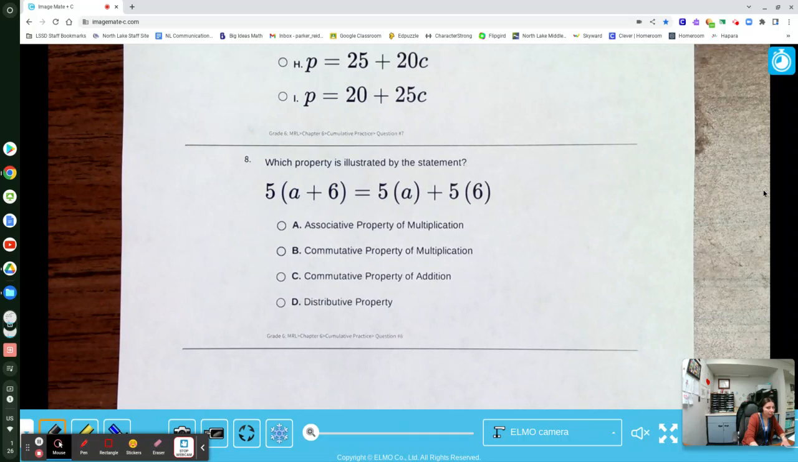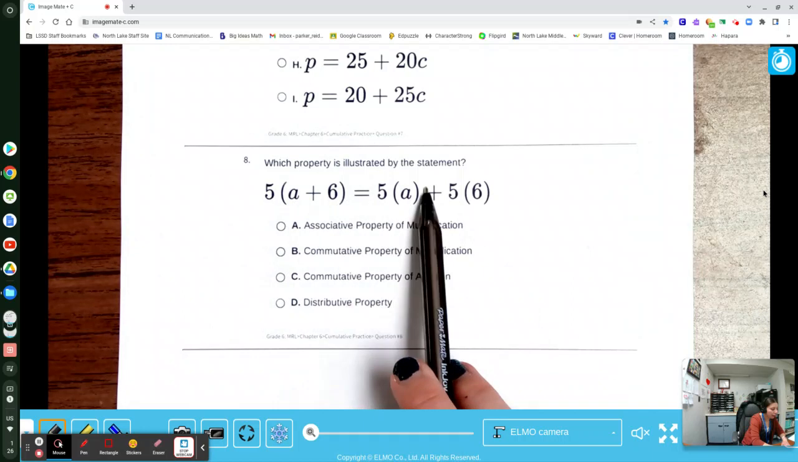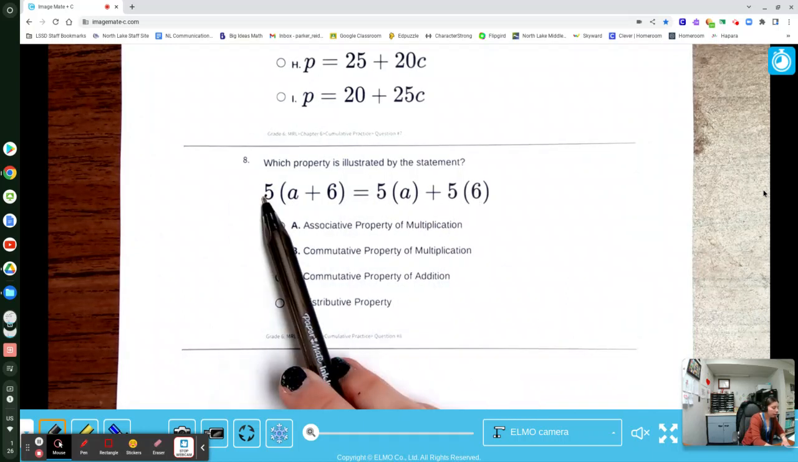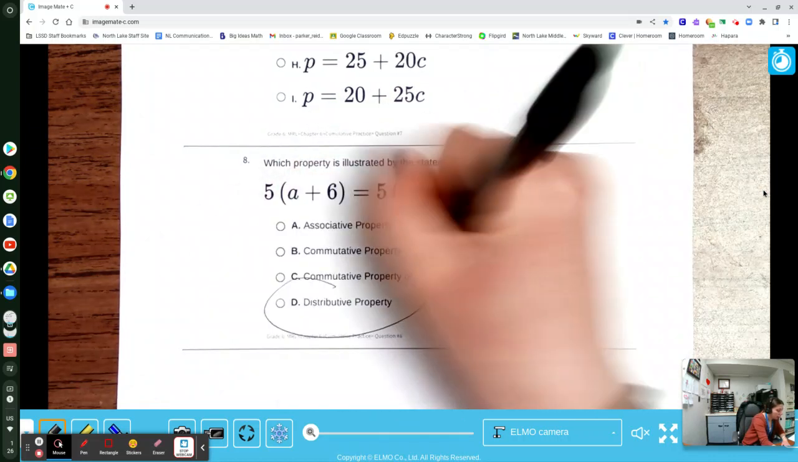Number 8, which property is illustrated by the statement? So it looks like they went from 5 times this group, A plus 6, to 5 times A plus 5 times 6. This is where you have a number multiplied by a group, so you multiply it by each piece of the group, and that is called the distributive property.